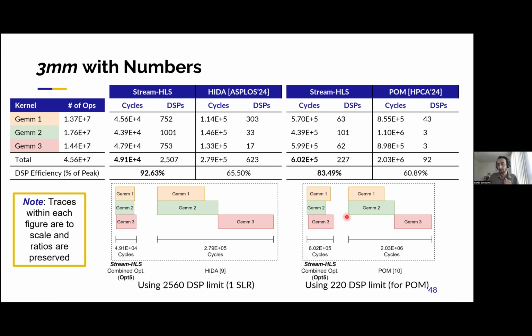Also compared with another work, we see the same pattern for the smaller budget of DSPs, and ours is slightly better. And this also impacts the DSP efficiency of our designs. We reach up to 92% compared to 65% for HIDA, because some of the hardware resources will not be utilized, for example, in this step, and also 83% compared to 60%.